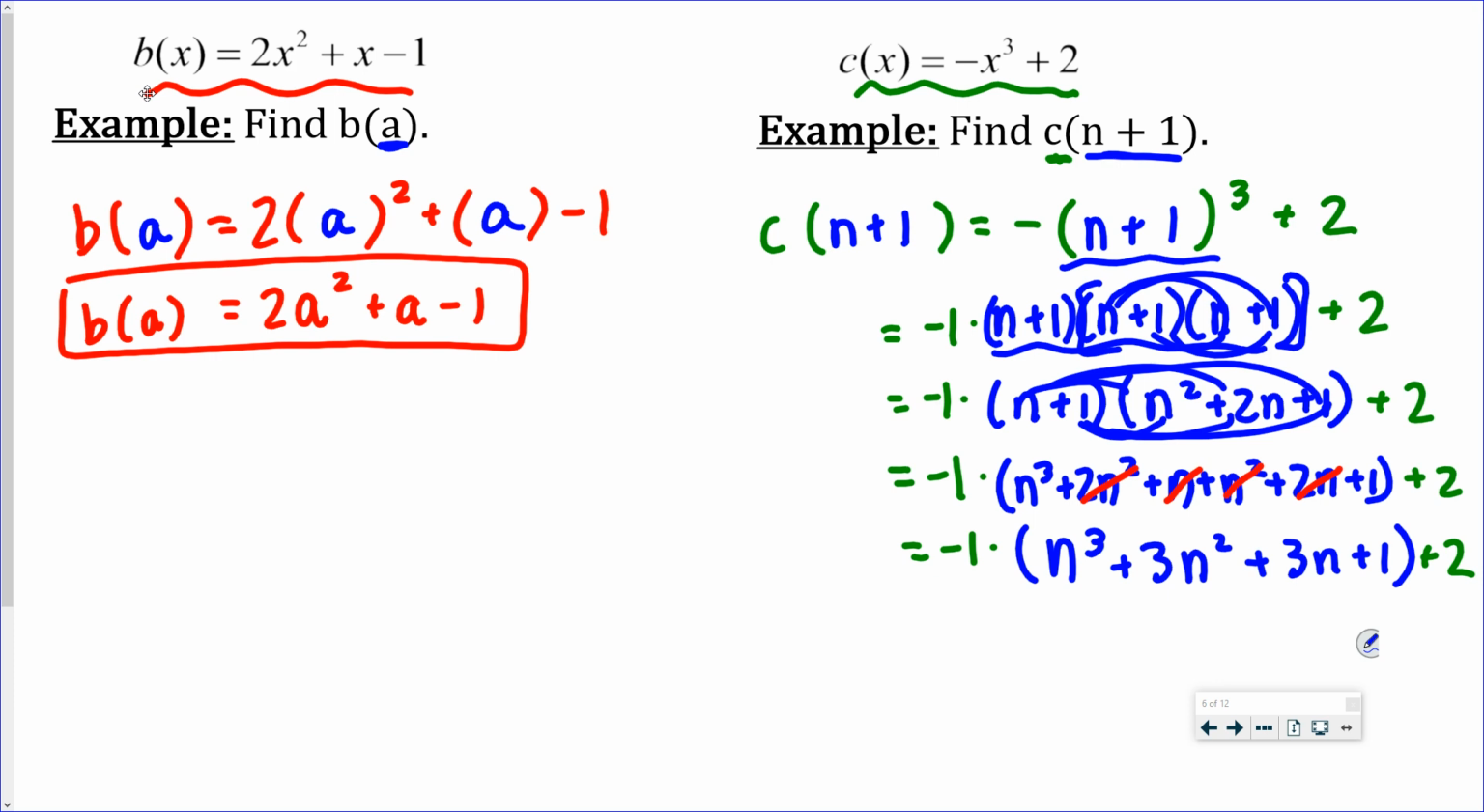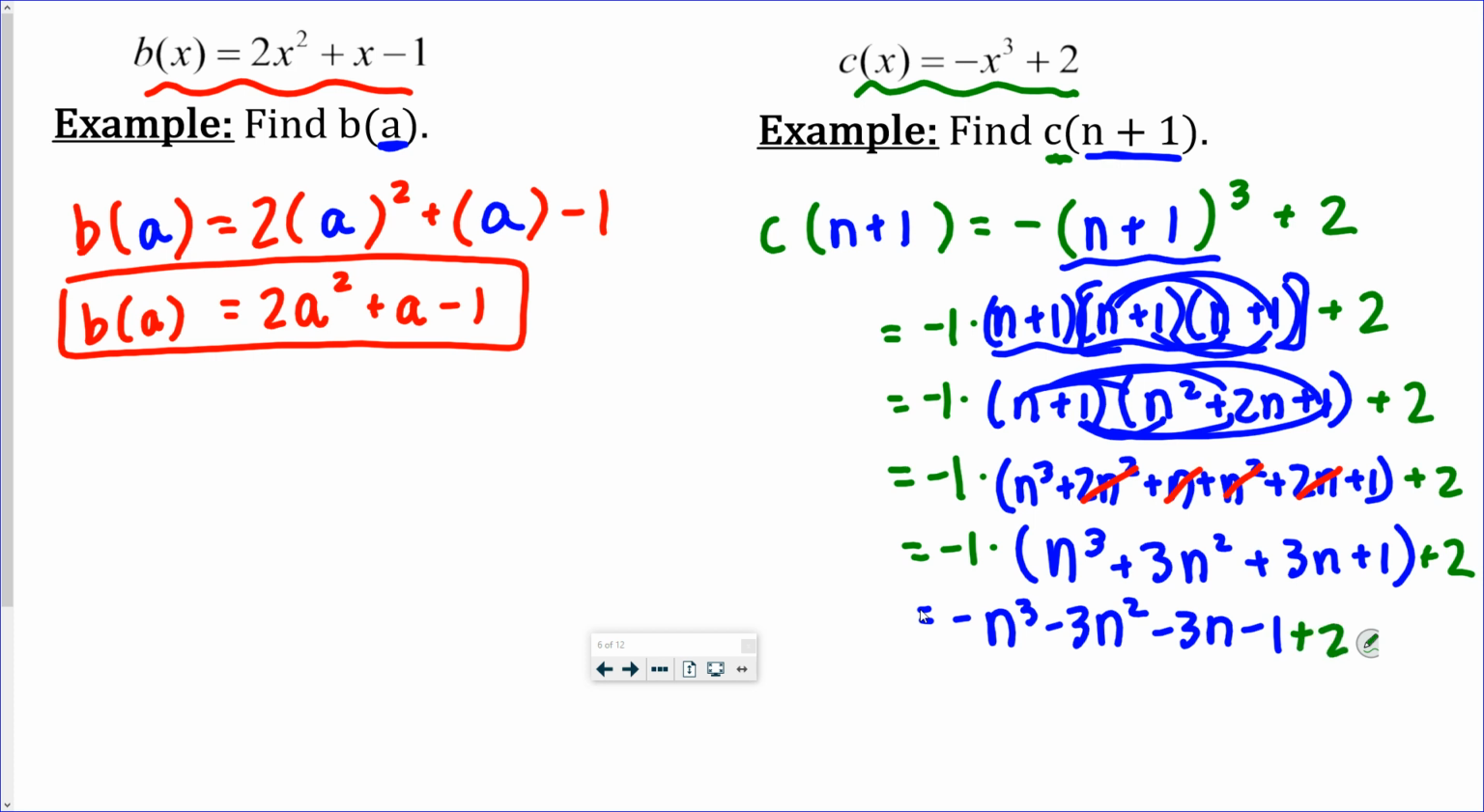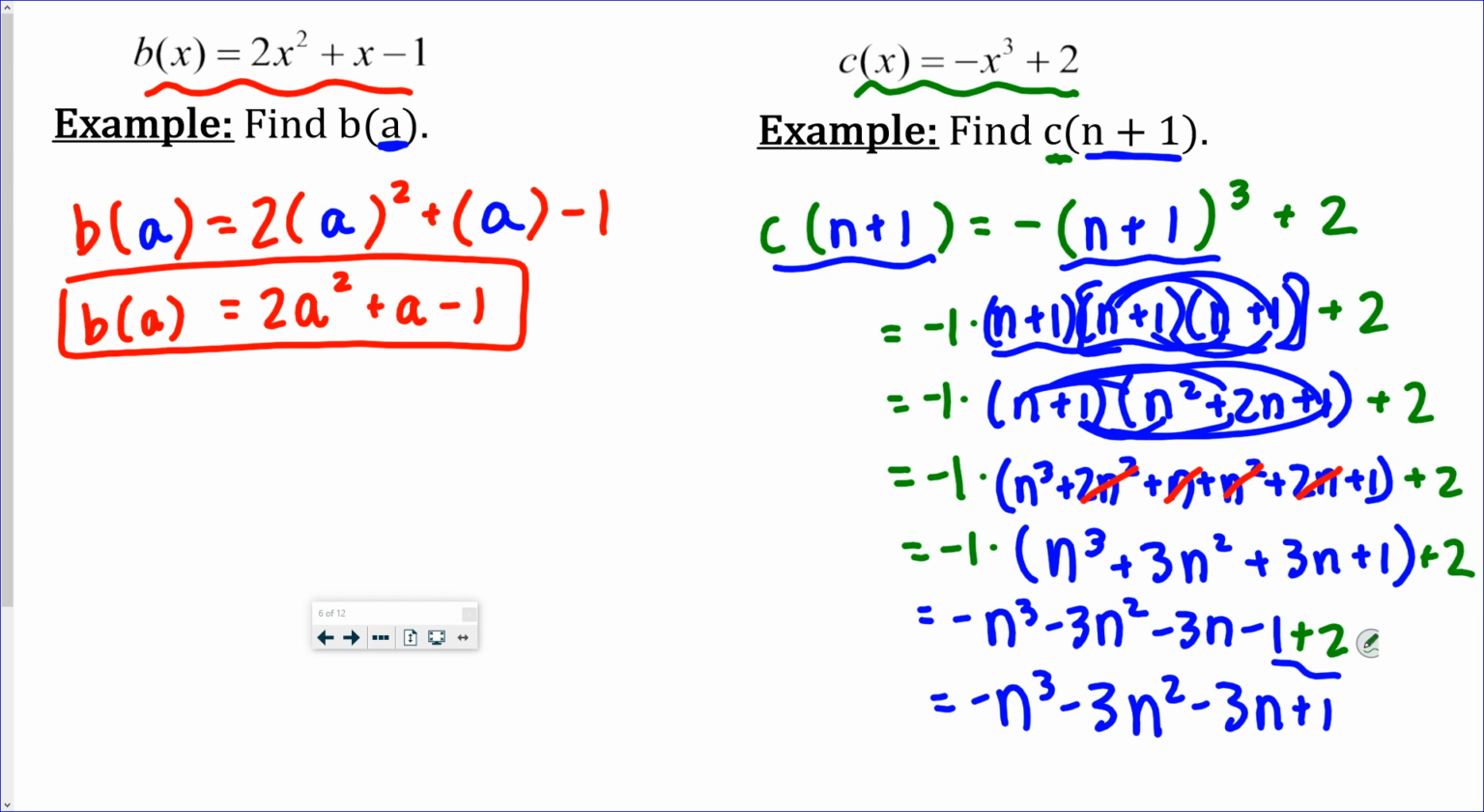What would I do next? Order of operations. What would I do next? Multiply in that negative 1. Good. Distribute that negative 1. That's really easy to do. It's just going to make all your terms negative. Negative n cubed minus 3n squared minus 3n minus 1. And then the last step, do I have any like terms? Just this little one right here. So I get negative n cubed, and notice how I'm writing my answer in standard form, plus 1. And that is what C of n plus 1 evaluates to.